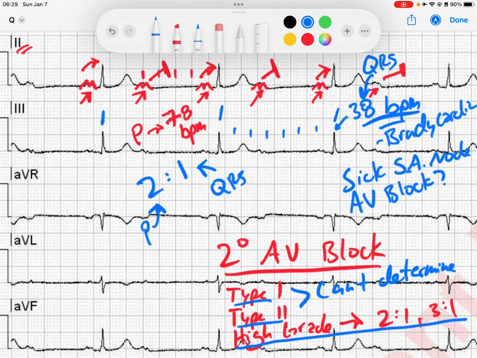And so my evaluation of this rhythm here is a sinus rhythm and a 2-to-1 high-grade AV block. So this person is definitely going to be a great candidate for a pacemaker, and I would imagine is going to do quite well. So I hope this helps you work through AV blocks.